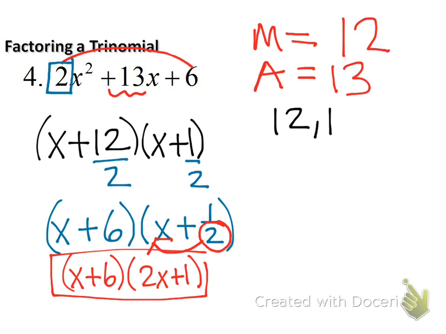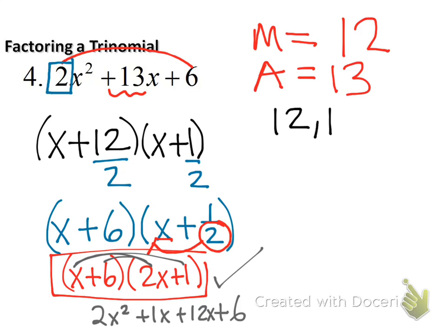Now, I told you the most important step is to check your work. If I do x times 2x, I get 2x squared plus 1x plus 12x plus 6. Is that going to give me the trinomial that I started with? Yes, it will. In the middle, you get 13. The first term is 2x squared. The last term is 6. So I am good. Even if you just check your work in your head, check your work.